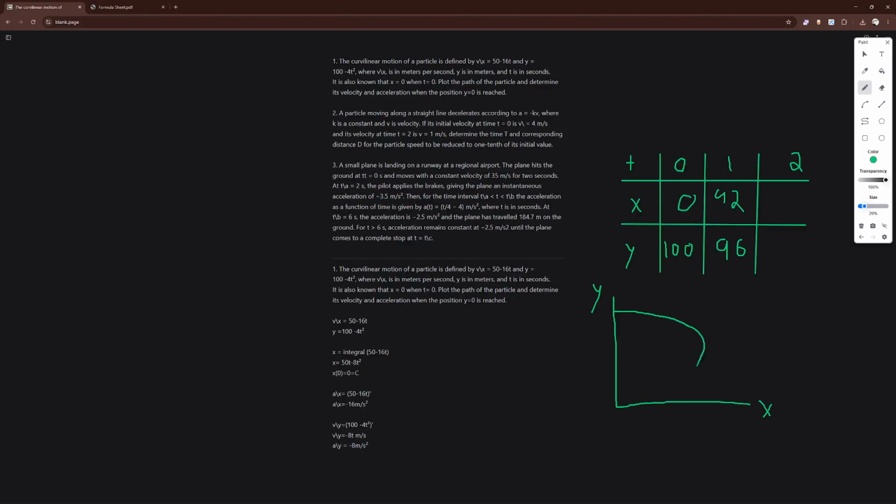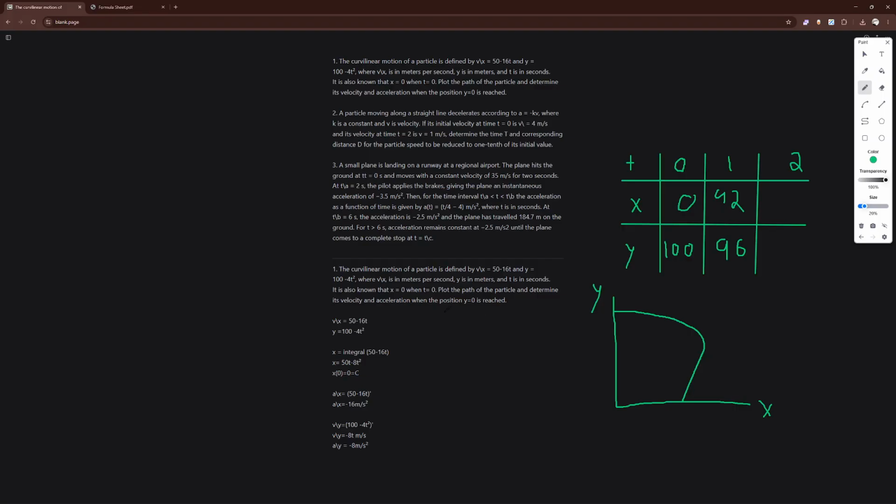If you were to plug in 2, you would actually get that it's increasing again. Plug in 2, you get 100 minus 8 times 4, so whatever that is. I'm too lazy to do that in my head. And same thing here, you get 100 minus 16. So both the numbers get smaller. So it curves like this. Nice graph. That's the first part of the question done, where it asks to plot the path of the particle.